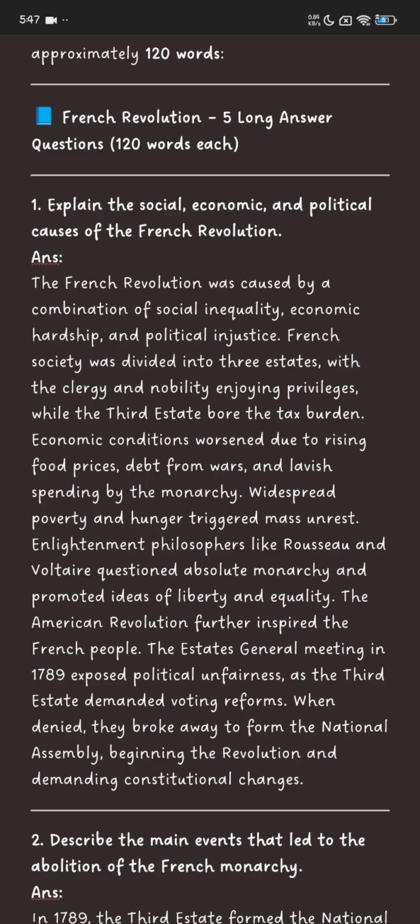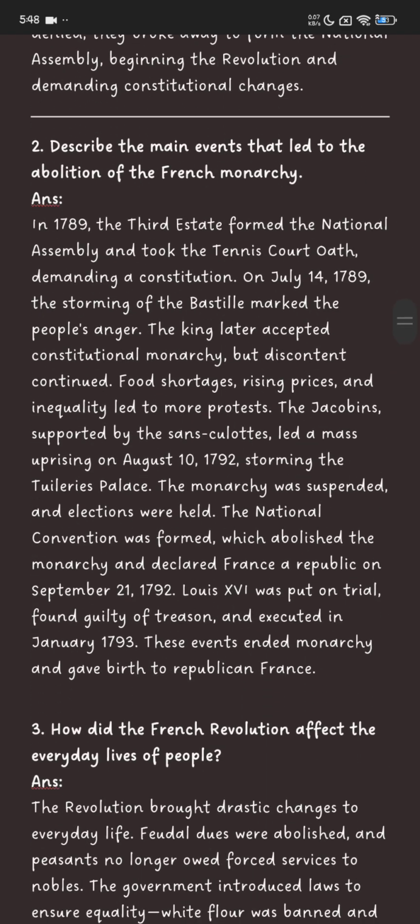As the third state demanded voting reforms, when denied, they broke away to form the National Assembly, beginning the revolution and demanding constitutional changes.